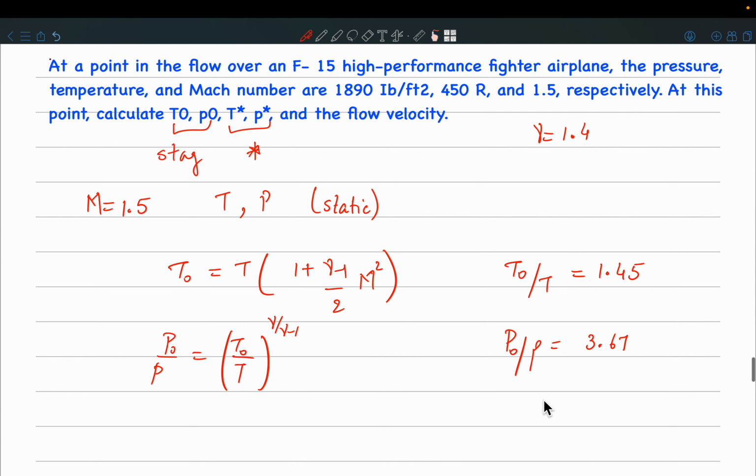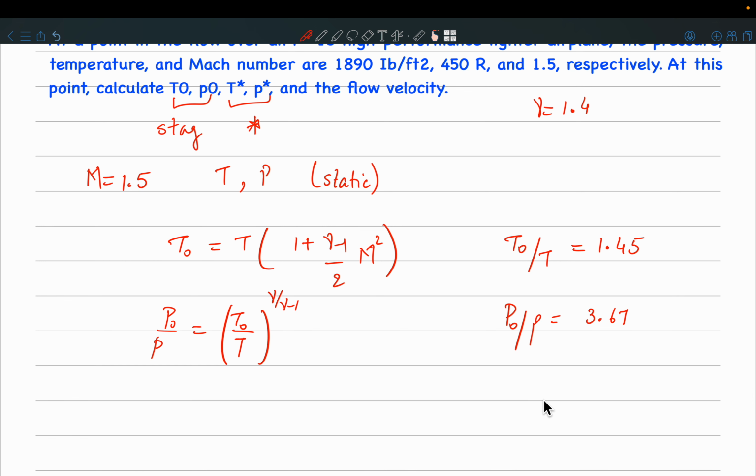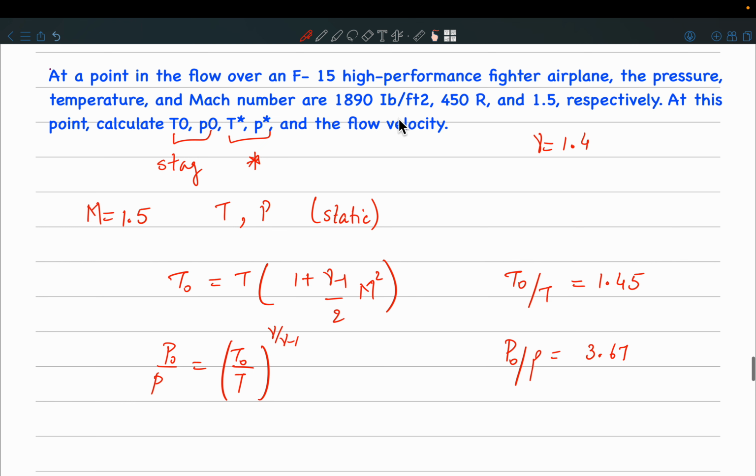Okay, and now how do you find these star quantities? Once you know the ratios and they have given you these static quantities, you just have to multiply the static quantities and get stagnation, right? So T naught will turn out to be 652.5 Rankine, and P naught turns out to be 6938 pounds per feet square. Okay.